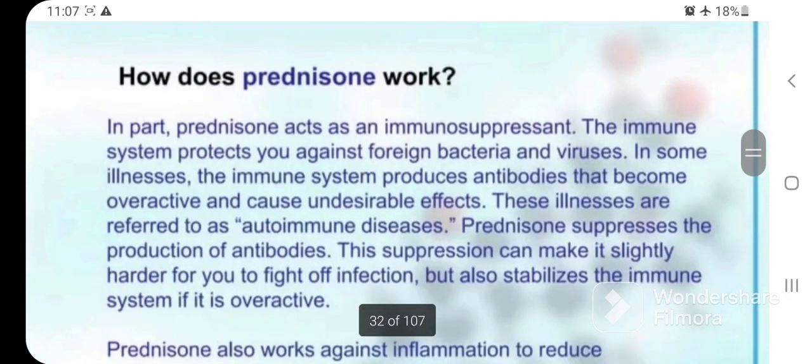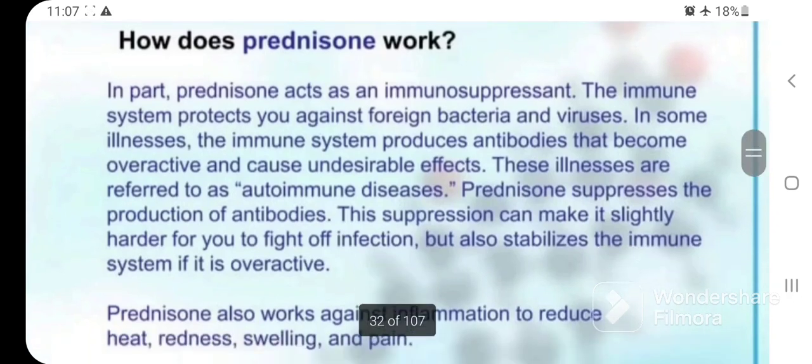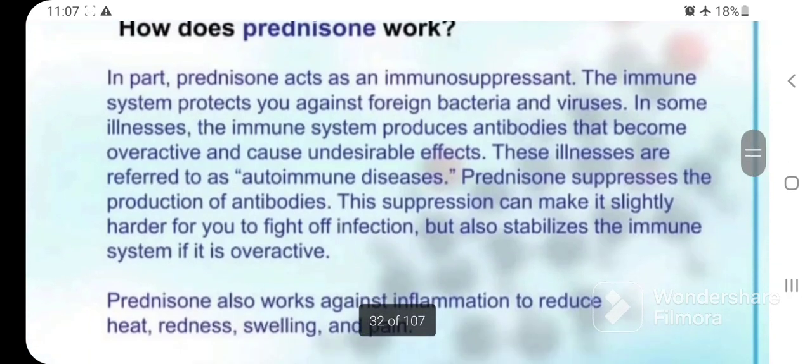The mechanism of action of prednisone, in part: prednisone acts as an immunosuppressant. You remember this one, immunosuppressant. They will suppress the immunity. It suppresses the excess of the immunity so that it does not overfight the infection. Immunosuppressant, for example, prednisone.